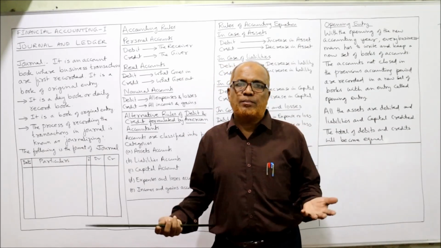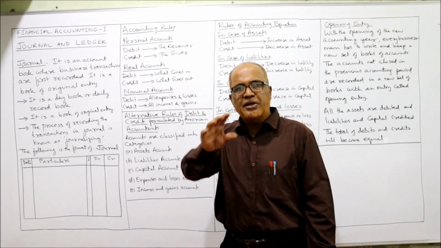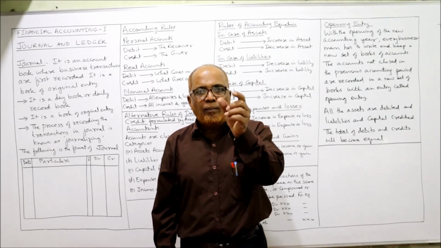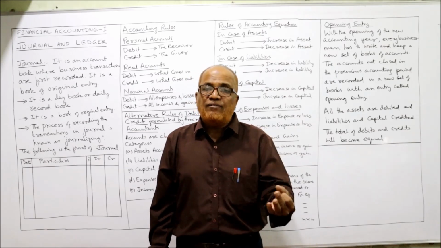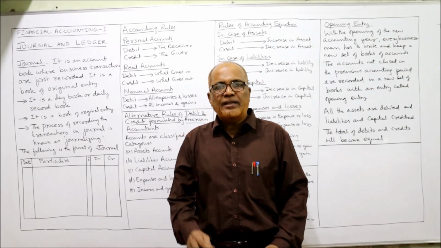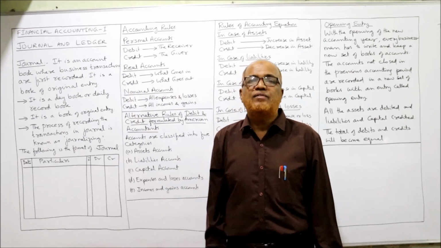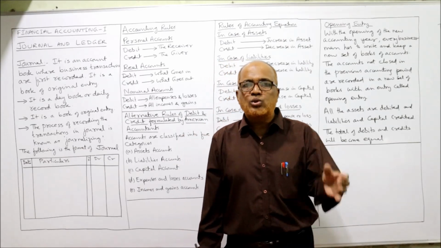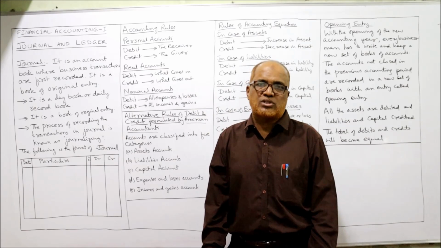Natural person: we are all natural persons, like the personal account of Mr. Robert. Robert is a person. Peter is a person. Ram is a person. Rahim is a person. So we will open the account of that person. It is called natural personal account. Artificial person, like XYZ company or bank: we will open the account of a bank, XYZ bank, XYZ company. These are artificial personal accounts. Representative person, like outstanding salary, prepaid insurance. These are called representative personal accounts.